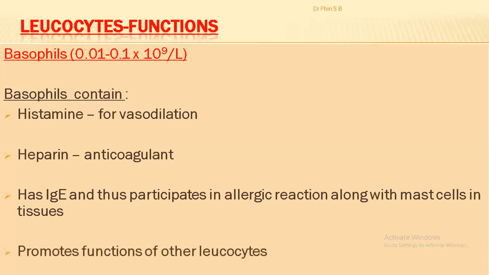On top of that, they'll promote the function of other leukocytes or other white blood cells, because they're also causing vasodilation. So it will be very easy for these cells to move across the blood vessel wall to go into the tissues. So they can also promote the function of other cells. They can also produce certain chemicals that can attract other white blood cells to move to the site of infection, or whatever it is, inflammation or allergic reaction that is taking place.